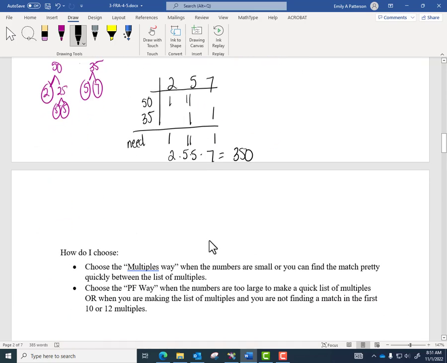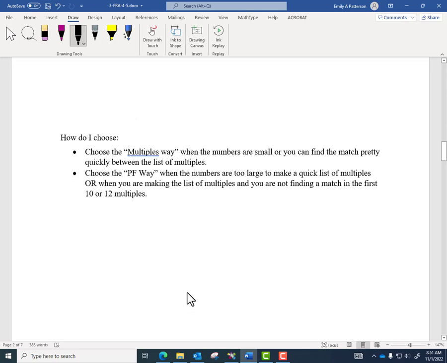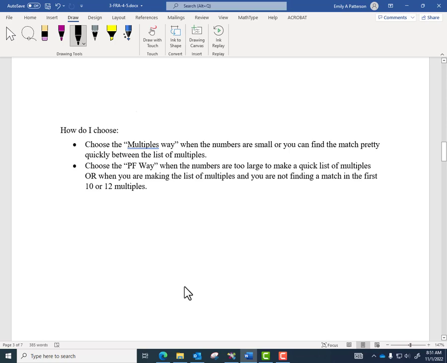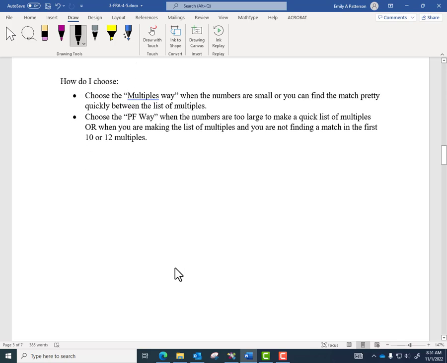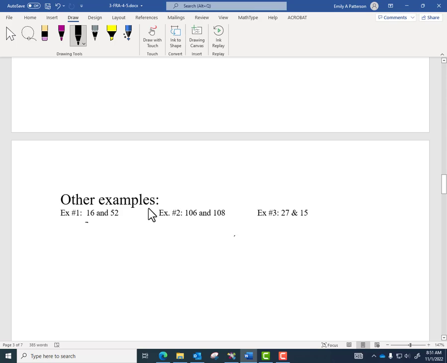So for some example problems, I'm going to give you some examples in just a sec. Now, I choose the multiples way when the numbers are smaller. This is just a note for the way I do things. You can find the match pretty quickly. I choose the prime factorization way when the numbers are so large that it's not easy to make a list, or you're just making multiples after multiples after multiples, and you still aren't finding a match. Because sometimes your match won't be until the thousands, and that's a long way to carry a list of multiples.